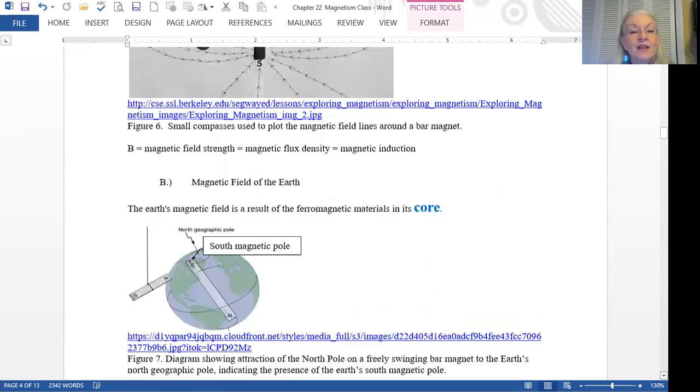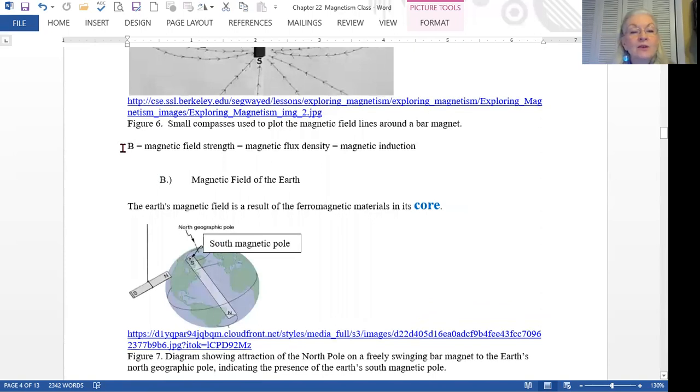So in physics, B is the magnetic field strength, capital B. Another name for that would be the magnetic flux density or the magnetic induction. We oftentimes just call it the B field, but you need to know that B is for the magnetic field. I have no idea where that comes from.